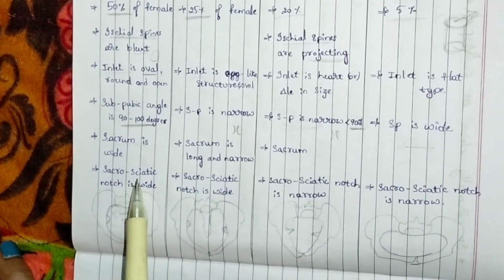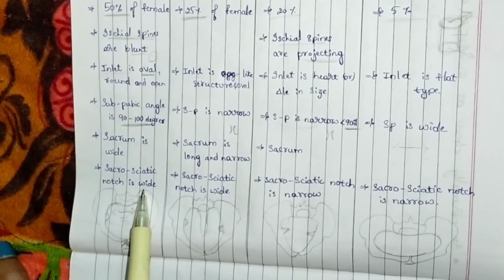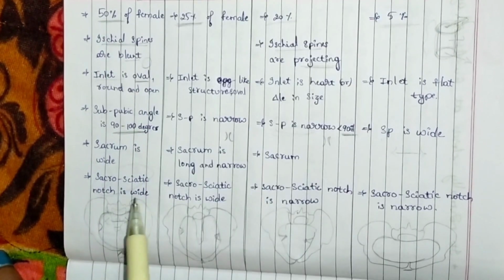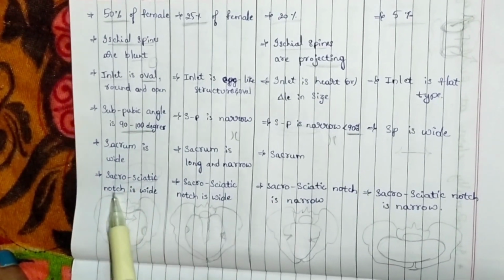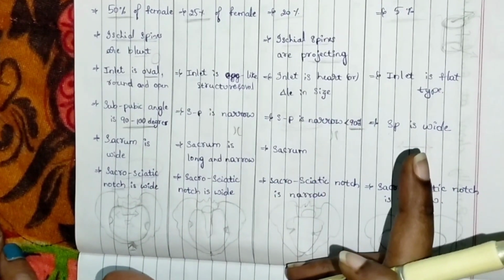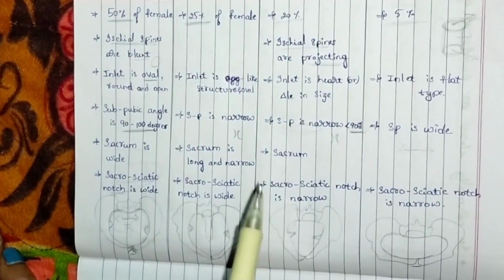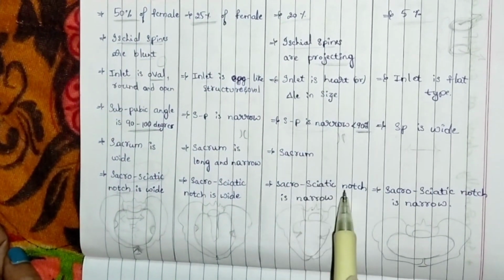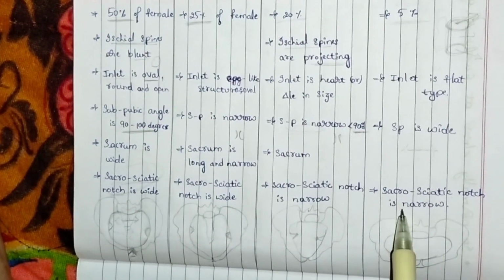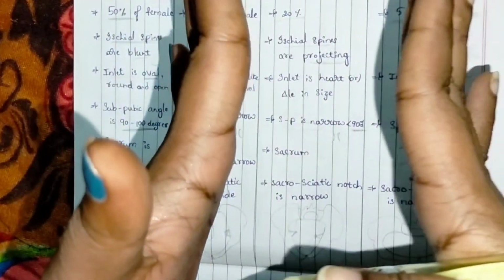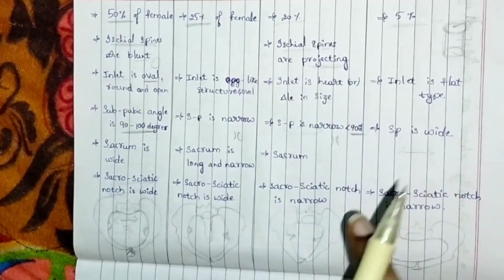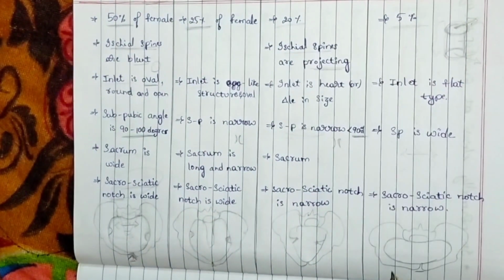Here the sacrosciatic notch is wide. I'll show this in the diagram. The sacrosciatic notch is wide. Wide in the sense open. I mean it's big this way. Here also the sacrosciatic notch is wider, which is open this way. Here the sacrosciatic notch is narrow. Narrow in the sense it's small. In these 2 conditions, it is wider, it is big. In these 2 conditions, it is smaller, it is narrow.